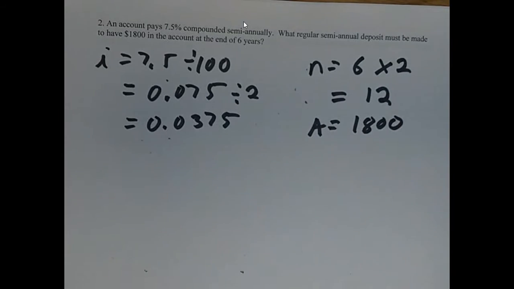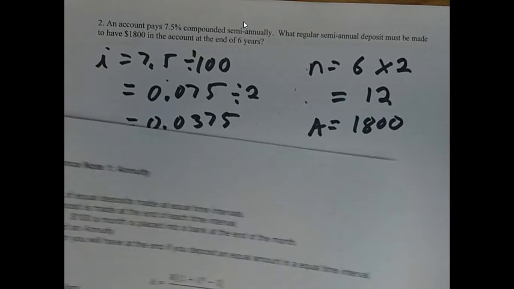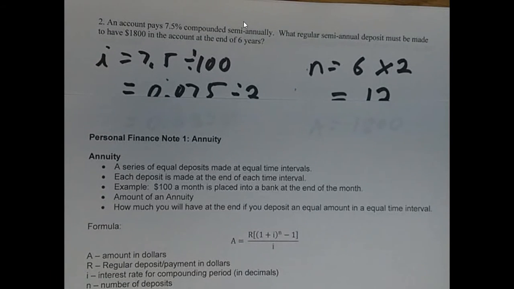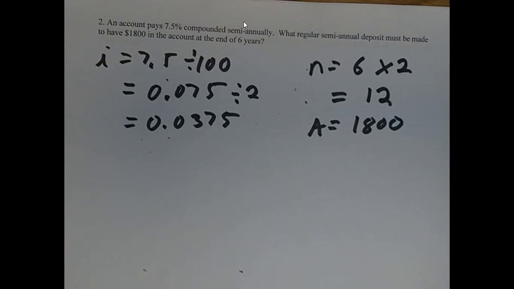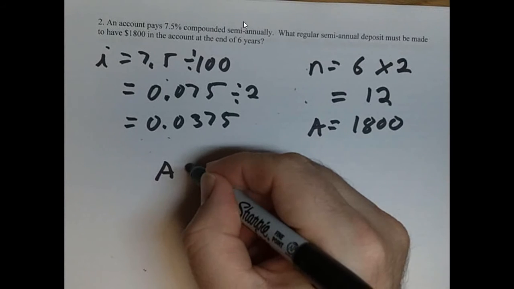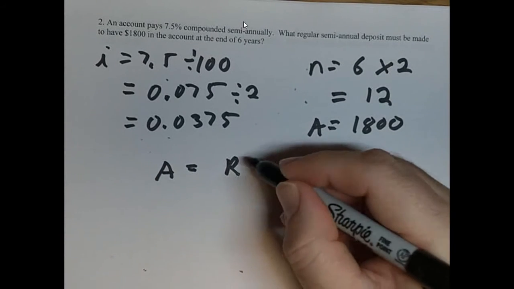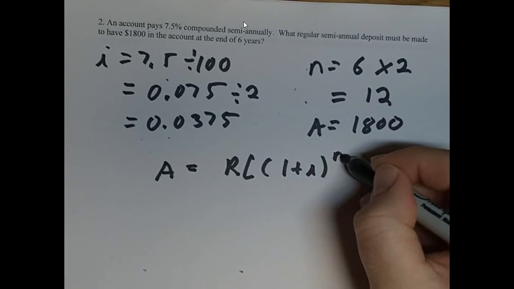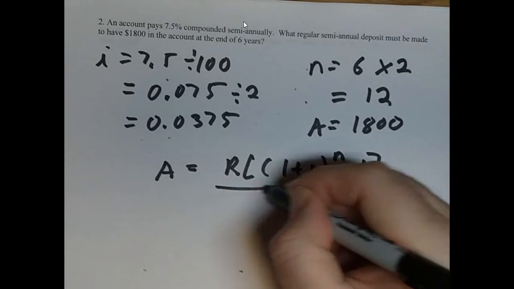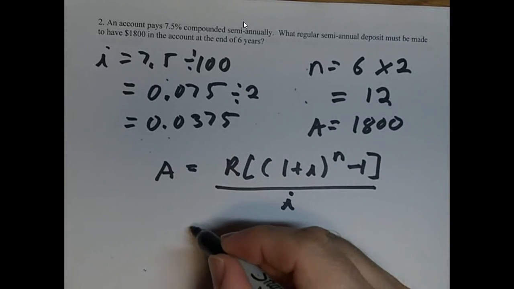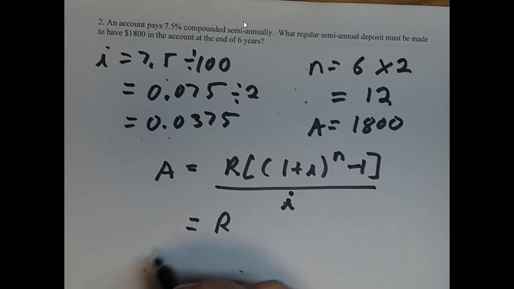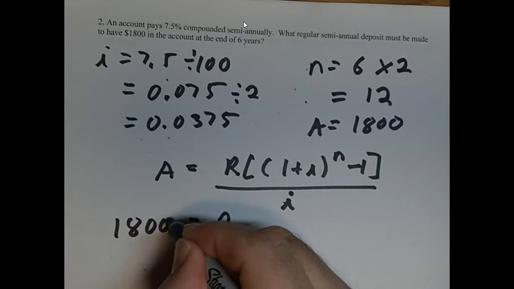Now we're going to bring that sheet over, and I'm going to show you the equation here. We're going to apply this large equation that's on our sheet that has all our information. A equals R times (1 plus I to the n minus 1), all over I. R, we don't know what R is. I'm so used to putting the R in from the other ones. This time we put the A in, 1800.